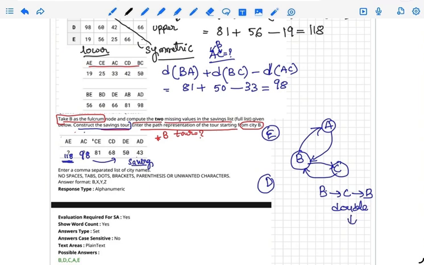So the distance is increasing, doubled. In the same way B to D and D to B, and B to E and E to B also. So we are calculating the distances in double time. Every time we are calculating two loops, right? These are the loops in fulcrum nodes.